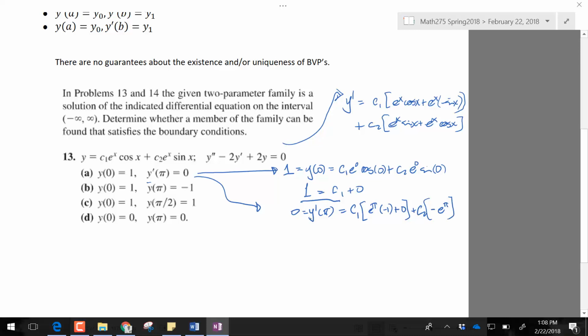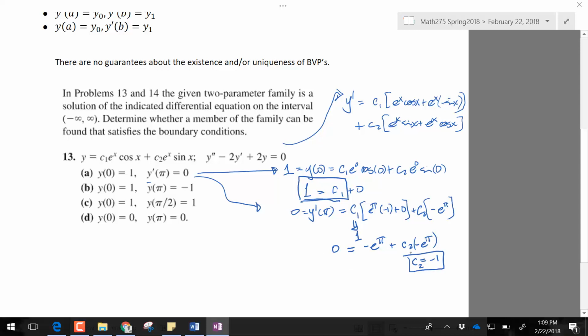All right, well, what do we have? We have C1, by the way, was equal to 1 already. We've established that. So this is going to be 0 equals negative e to the pi plus C2 negative e to the pi. And so C2 is also going to equal 1, or is it -1? -1.